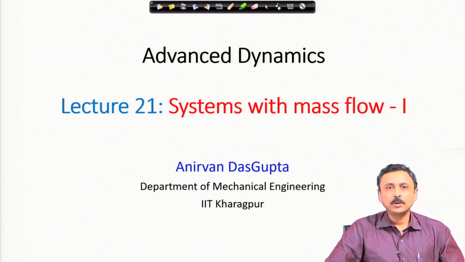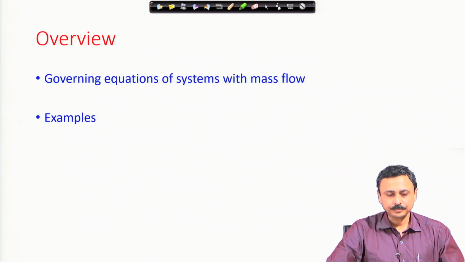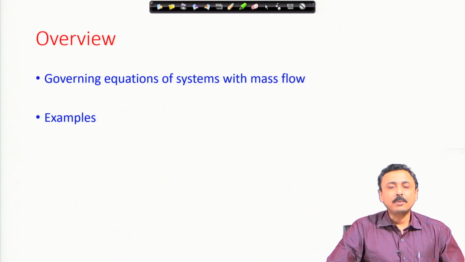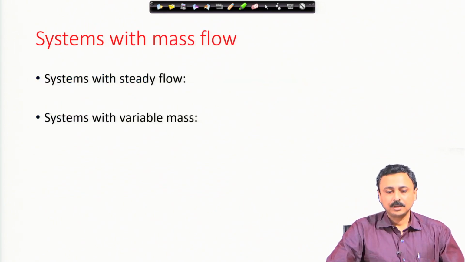and how the equations of motion are changed because of this mass flow, or how new terms arise in the equation of motion when you have either change in mass or mass flow. Therefore, we will start by deriving the governing equation of motion of systems with mass flow and look at examples. There are various instances or systems where you will find mass flow.